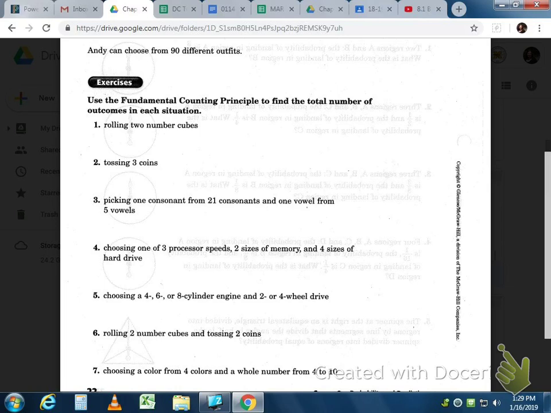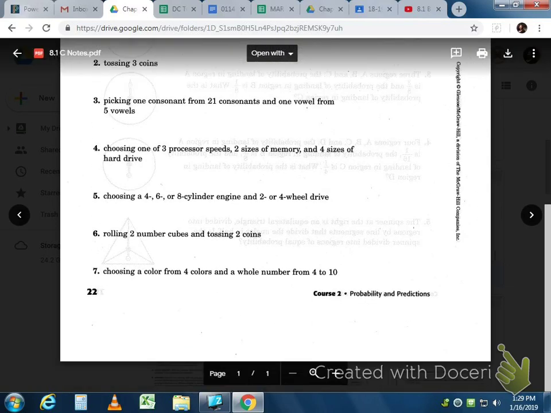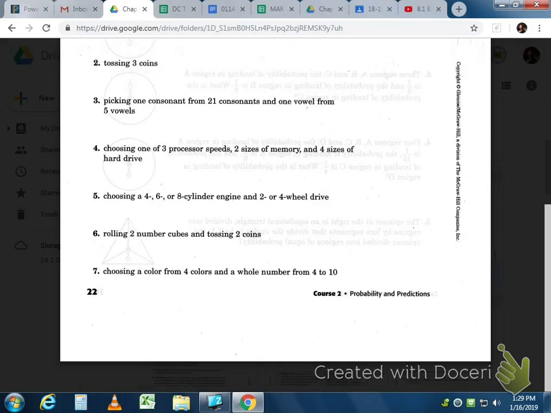Okay, let's move this up. Let's do number 7, and then we'll finish up here. Choosing a color from 4 colors, and then a whole number from 4 to 10. So the color, and then the number. How many colors does it say? 4. Now, how many whole numbers are there from 4 to 10? 7.